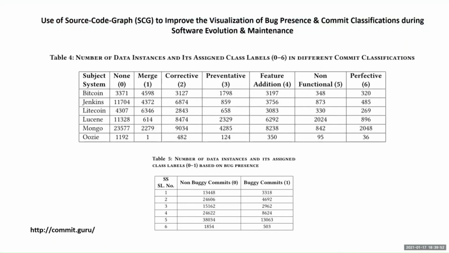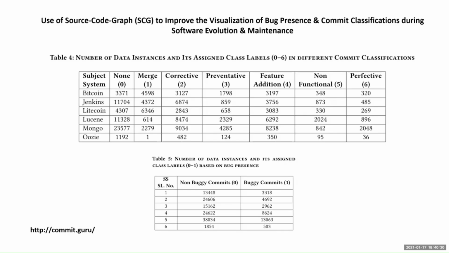So initially, before getting started with this investigation, I first collected some labeled datasets from a web-based tool called Commit Crew. They provide the labeling of the commits based on their commit classification and also based on the presence of bugs in those commits. And these are the number of instances in each class under investigation. So we can say that we have enough data instances to prove the generalizability of the results in this investigation.